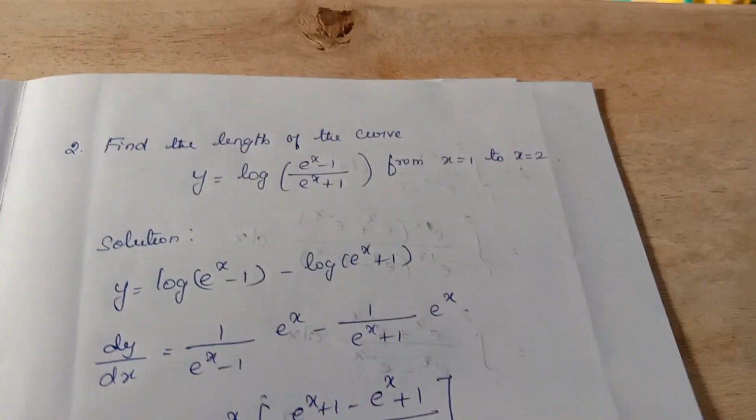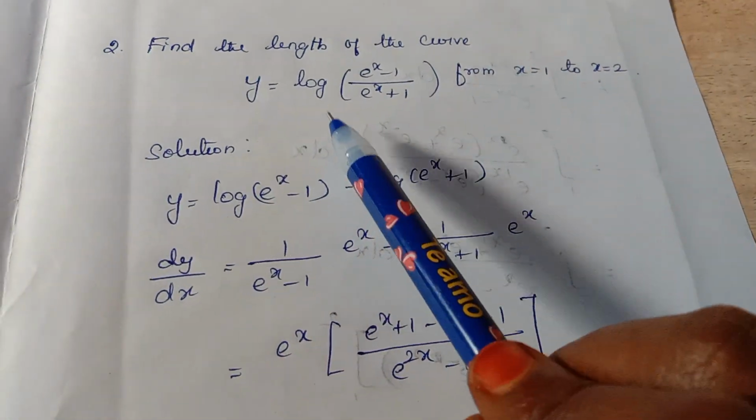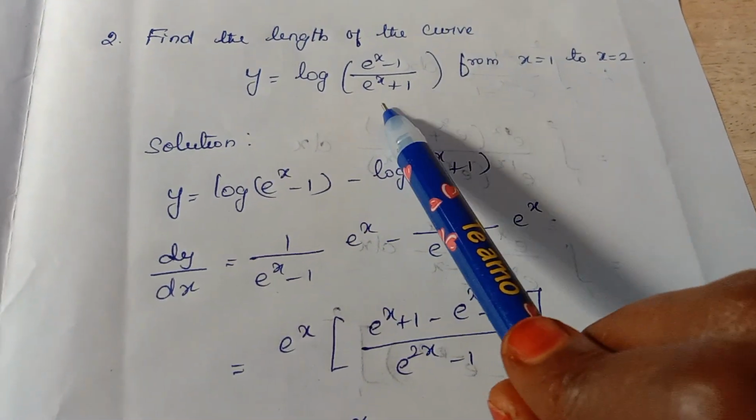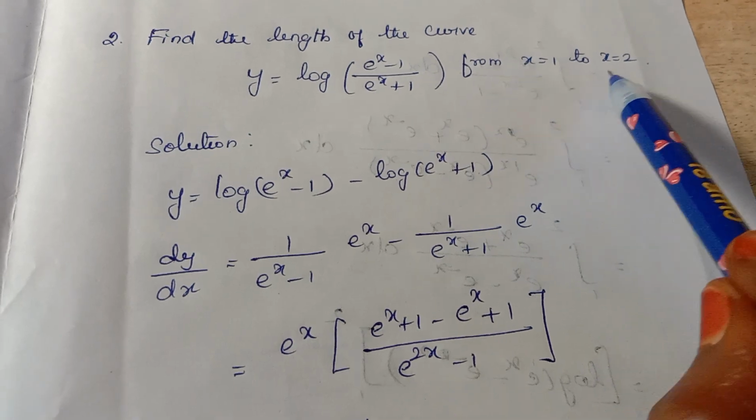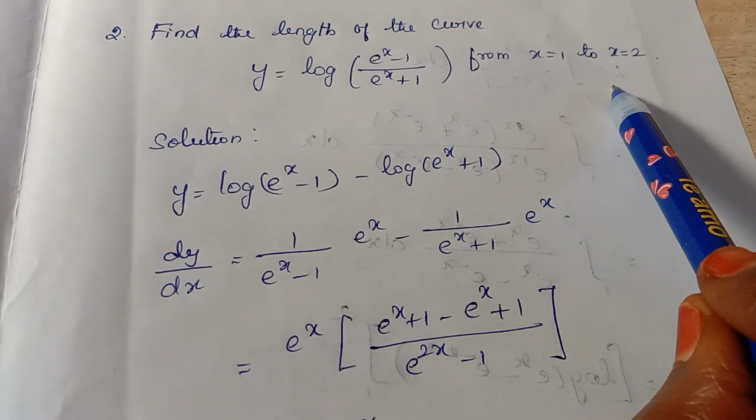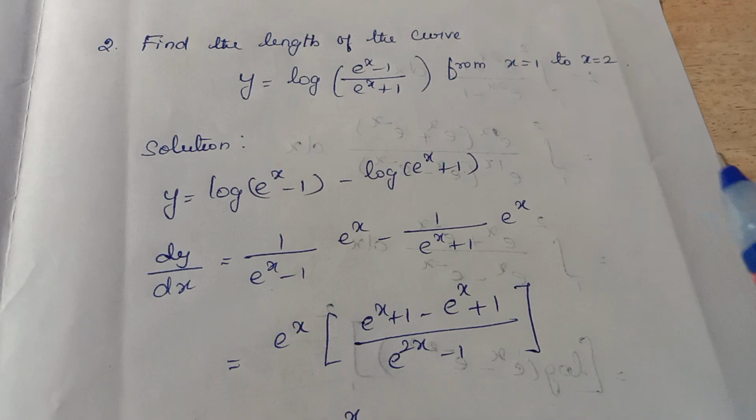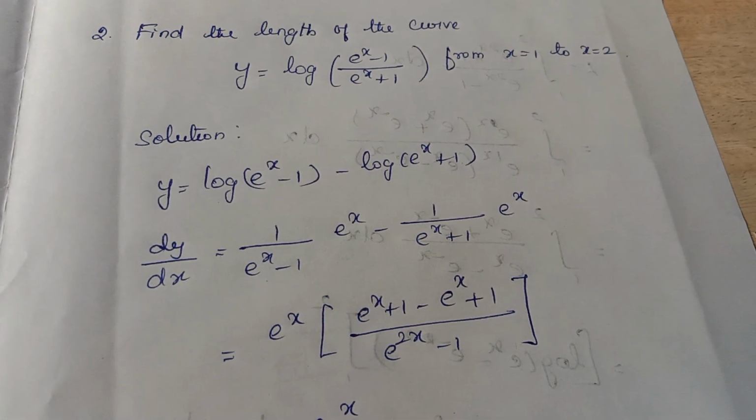Then the next one: find the length of the curve y equal to log of (e power x minus 1) by (e power x plus 1) from x equal to 1 to 2. So the limits are given here itself, so directly we can find out dy by dx and substitute in the formula.